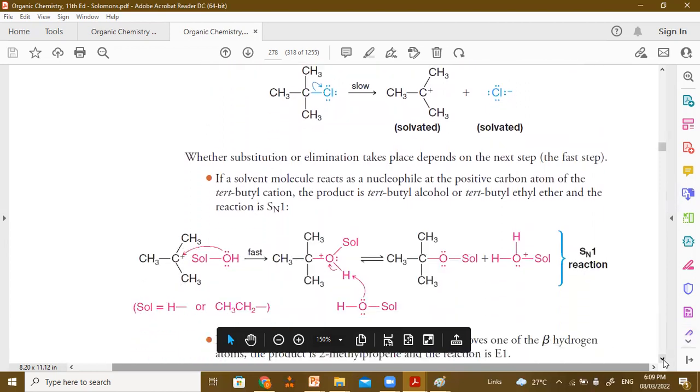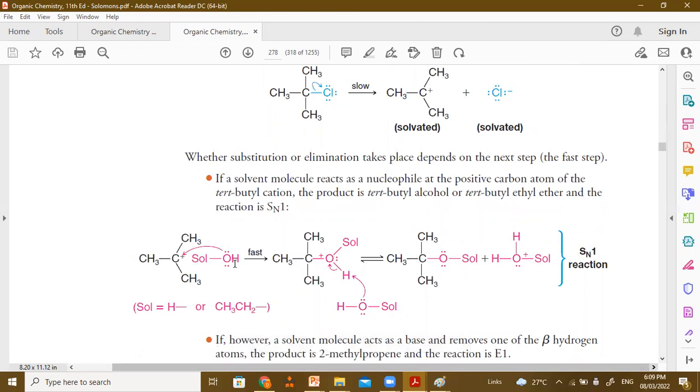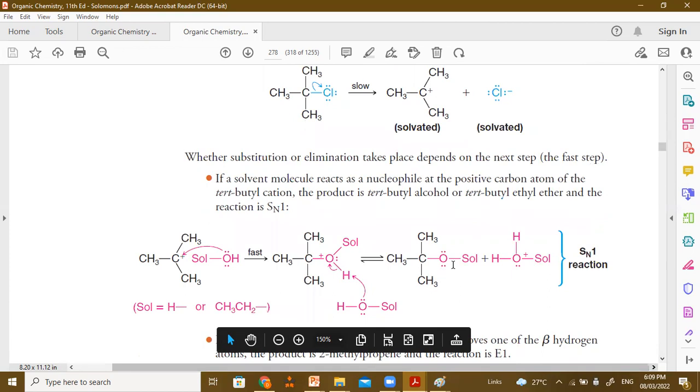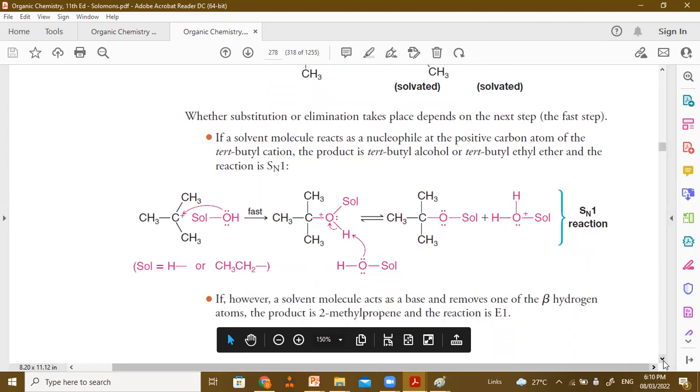Then in the presence of your solvent, usually your solvent is your nucleophile here. So let's say your OH solvent can actually form O solvent. And this is for your SN1 reaction. It will solvate the carbocation that's being formed also.